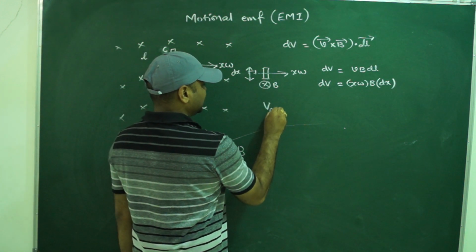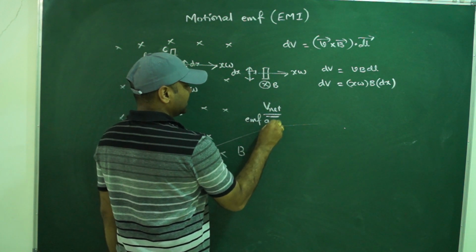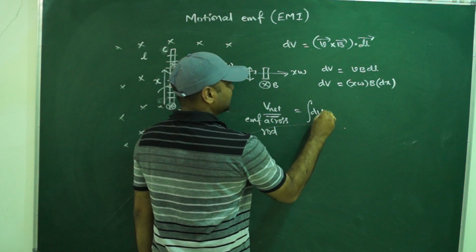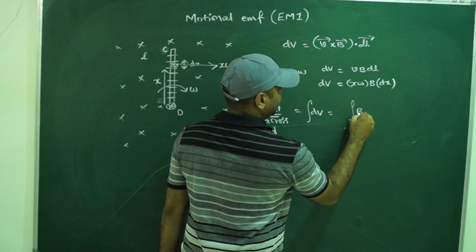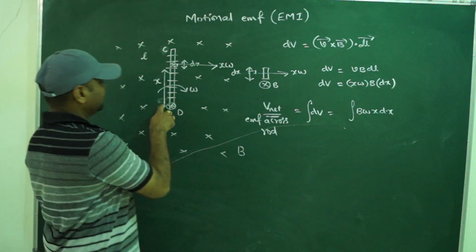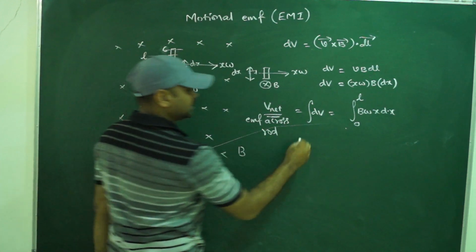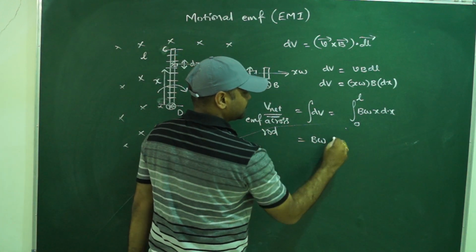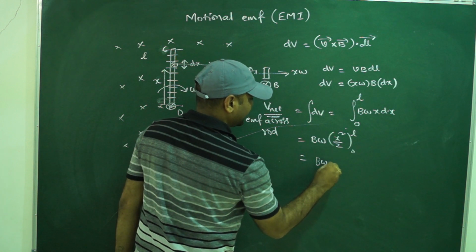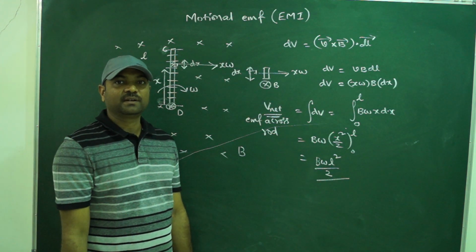So the net potential difference, or EMF, across the rod, any terminology is the same, is equal to the integral of dV, which is the integral of B omega x dx, where x changes from 0 to L. So I will get B omega times x square by 2, from 0 to L. Then I will get B omega L square by 2. This is the EMF across the rod when it is rotating.